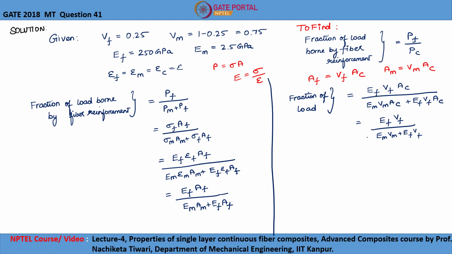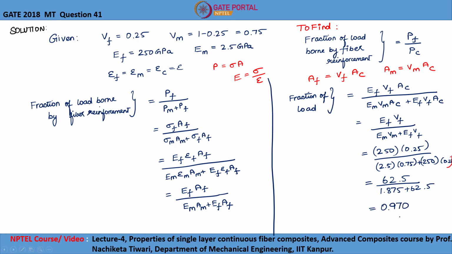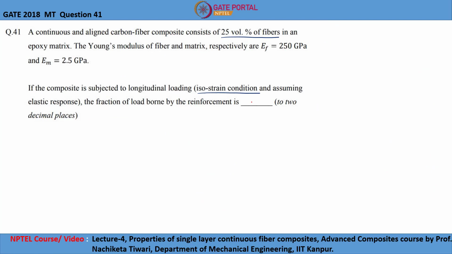As we know all these values, let us substitute these values. 250 multiplied by 0.25 divided by 2.5 multiplied by 0.75 plus 250 multiplied by 0.25, which on further equating gives 62.5 divided by 1.875 plus 62.5, and the final answer will be 0.970. So rounding off to two decimal places, the fraction of load borne by the reinforcement will be 0.97. This is the answer.